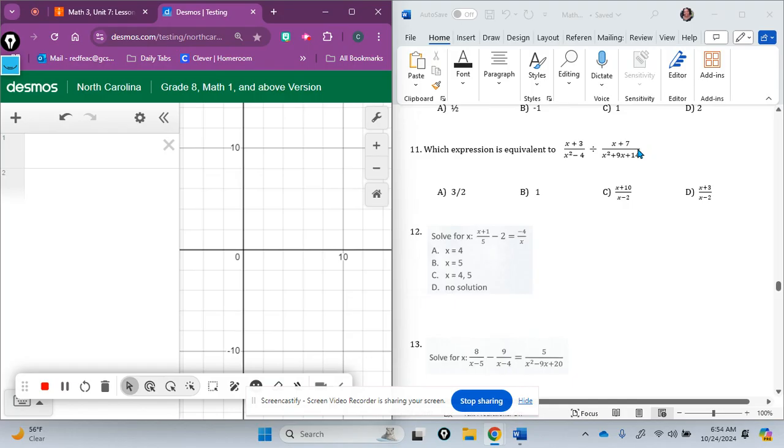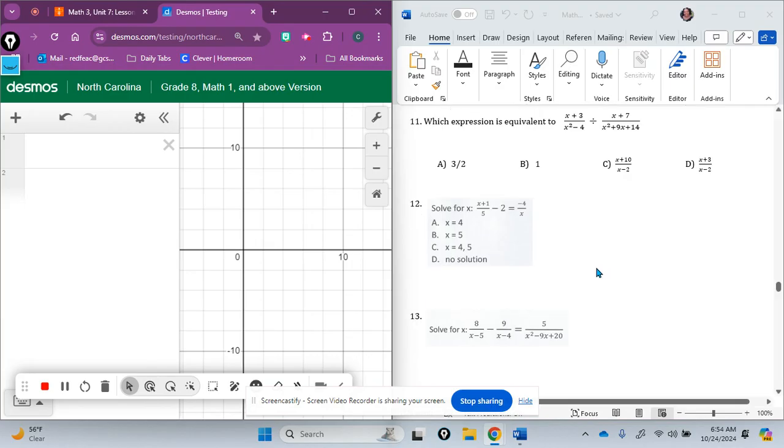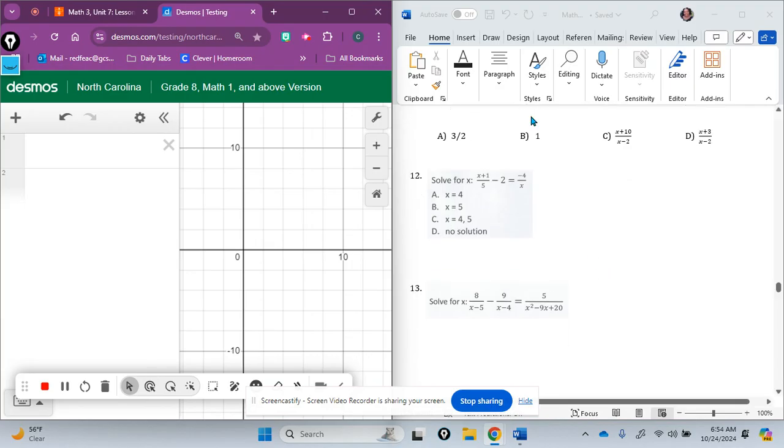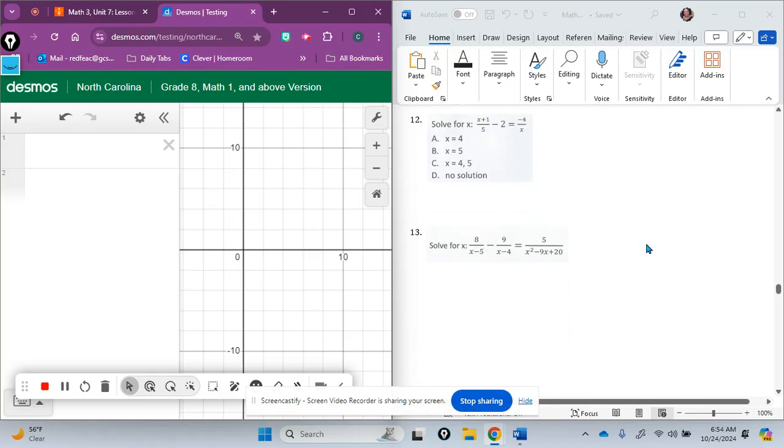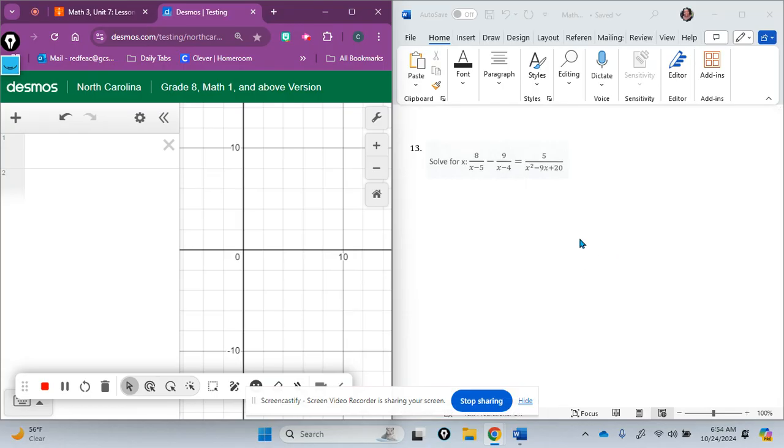11, you're dividing. So for 11, you're dividing those. And for 11, you should have gotten D. Number 12, C. And then 13, x equals 8. All right.